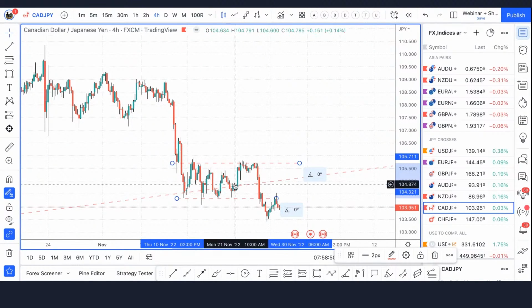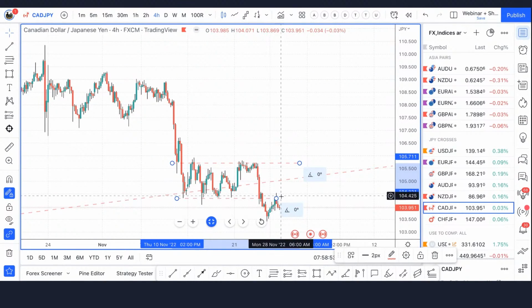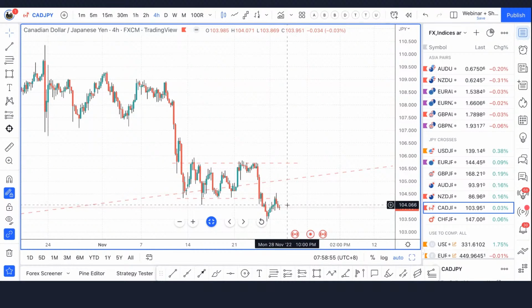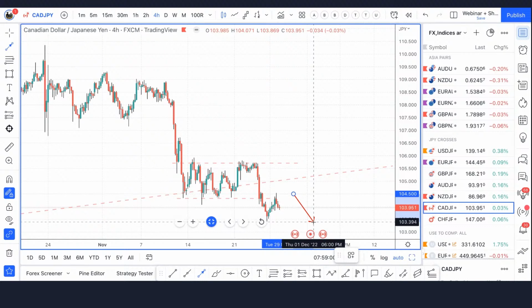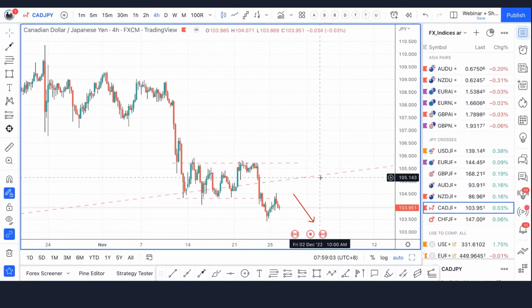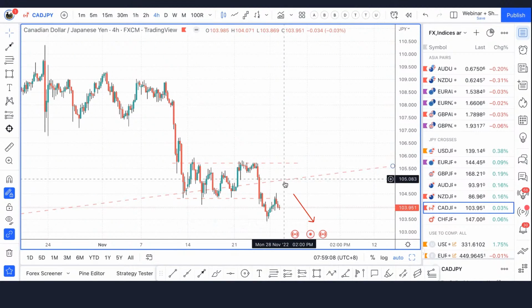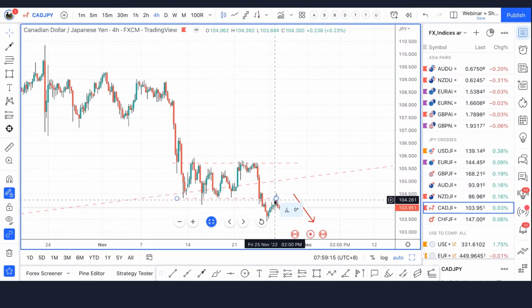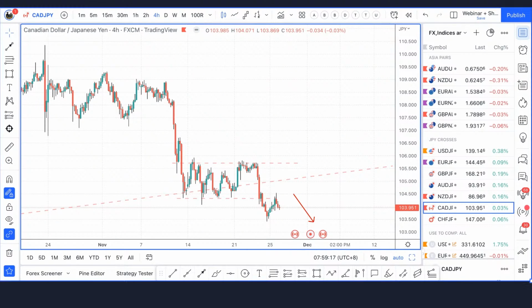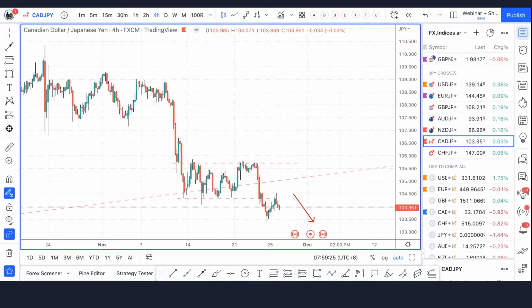CAD yen has already broken out of this consolidation. It's retesting, and pretty much it might continue downwards if yen were to be stronger. So this is one possibility that it might happen. It might also retest back all the way into this consolidation again. So nothing is 100%, but we need to be mindful and trade accordingly to what we see in the market itself, when of course the market comes live.